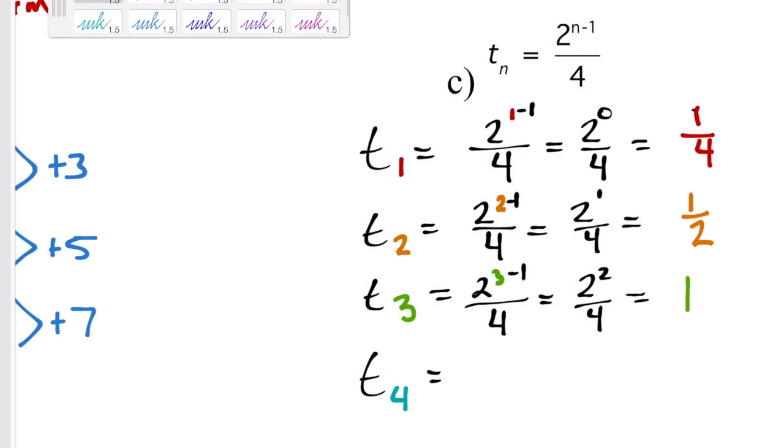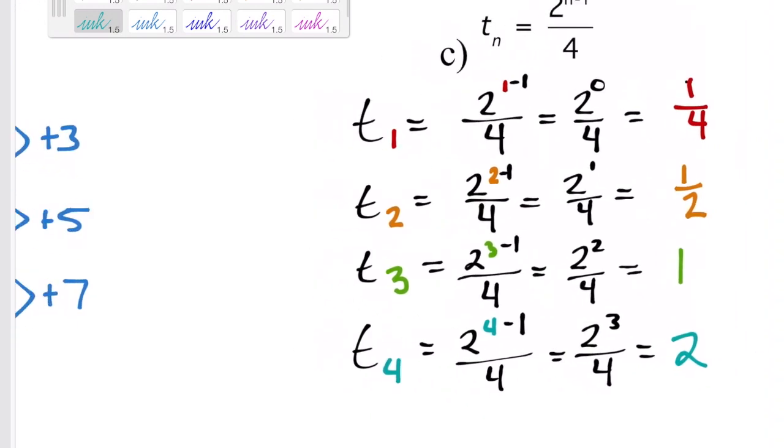And then last one, 2 to the 4 minus 1. 4 minus 1 is going to give me 3. So 2 to the third power is going to give me 8. 8 divided by 4 is going to give me 2.